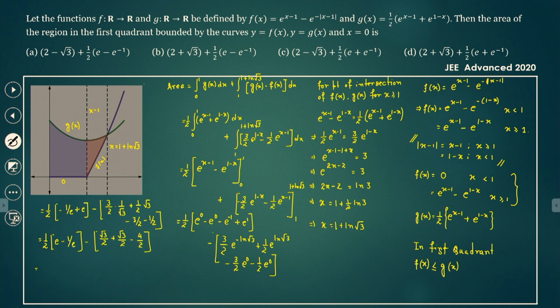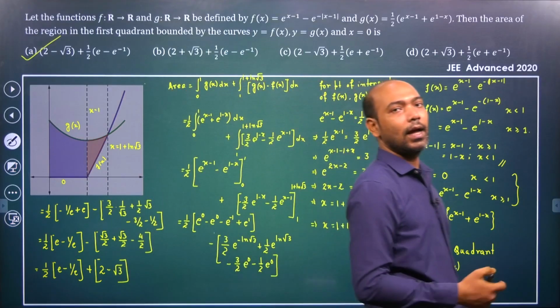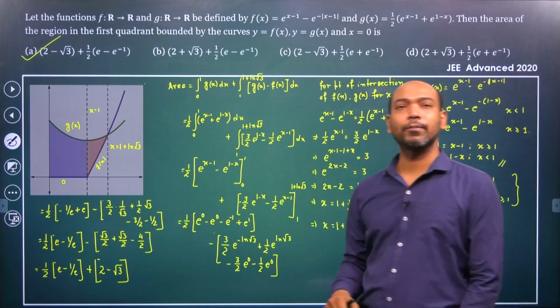So therefore it is 1/2 (e minus 1/e). If I now take that minus inside, we'll get 2 minus root 3, and that's it. So for this particular problem, option A is the correct answer. Hope you understood the problem. Thank you.